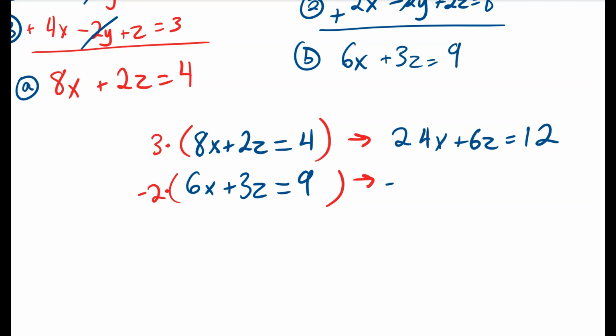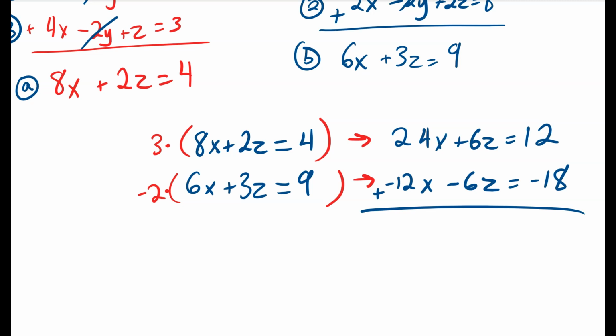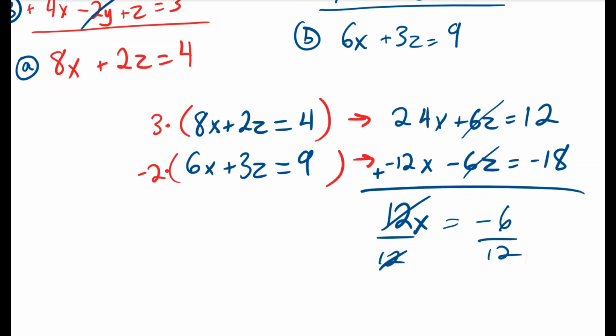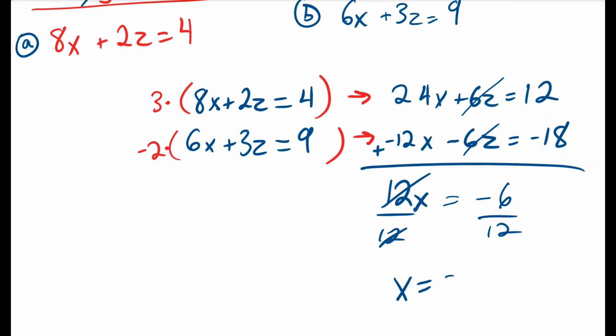Negative 2 times 6 would get me a negative 12x minus 6z equals negative 18. And now, when I add these equations, 24x minus 12x is positive 12x. And again, the whole idea was to eliminate those z's, so it makes sense that those cancel. And 12 plus a negative 18 gets me negative 6. When I divide out that 12 on both sides, I'm just left with x equals negative 6 over 12, or negative 1/2.